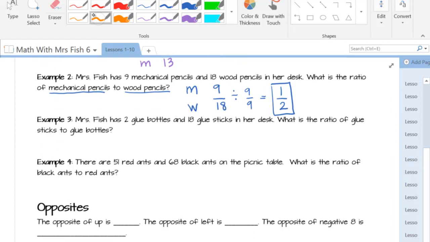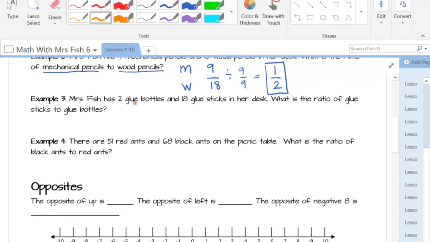Example 3. Miss Fish has 2 glue bottles and 18 glue sticks in her desk. What is the ratio of glue sticks to glue bottles? Sticks to bottles. Notice what I did here. In the problem at the beginning, it gives the glue bottles first, followed by the glue sticks. But the ratio that's asked for is the glue sticks to the glue bottles. And this is why it's so important to underline the information and write what they're asking for right away. In this case, the sticks is on top, so I'm taking that 18 and writing it on top. The glue bottles is on the bottom.